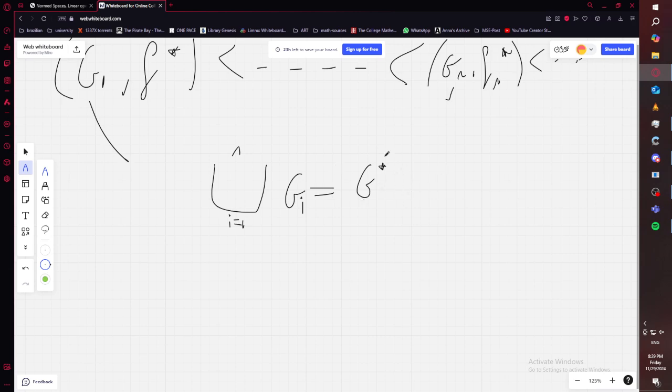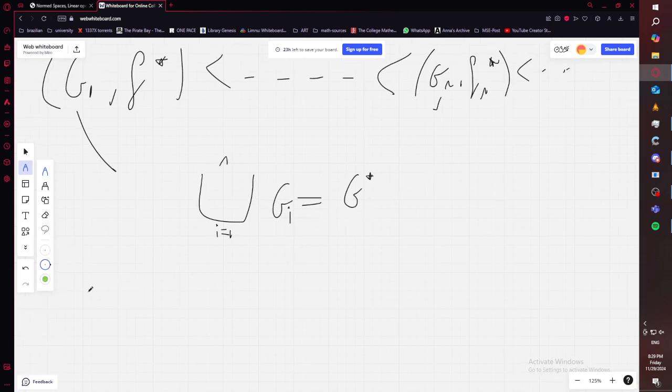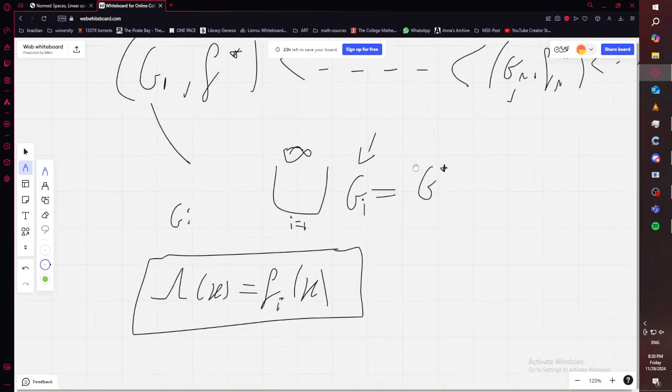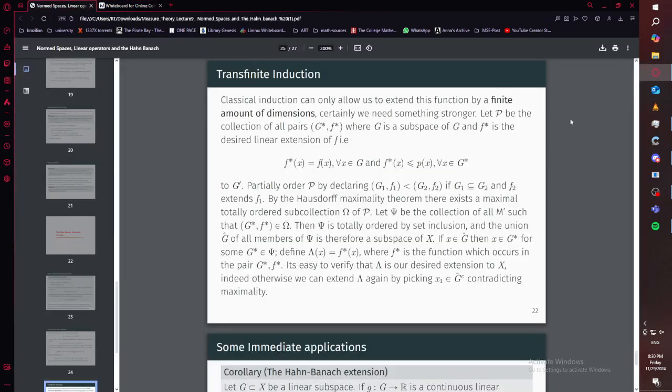And how do you define a function on G star? Well, it's simple. You just define lambda of x. If x belongs to G star, it's going to belong to at least one of these, right? At least one Gn. By the way, this does not need to be finite. It's going to belong to at least one of them. So let's say it's in Gi. Then just define this to be fi of x. Okay? So that's how you can define a function on the union. So that's what we did here.